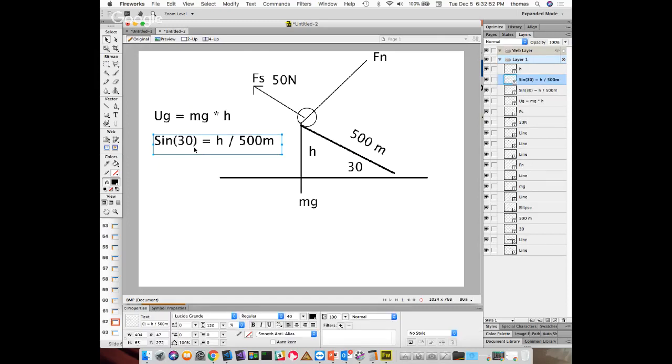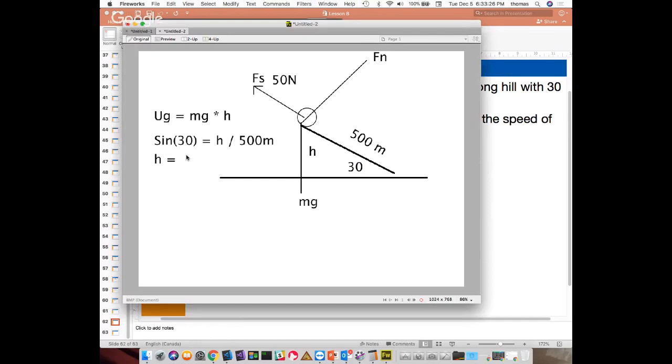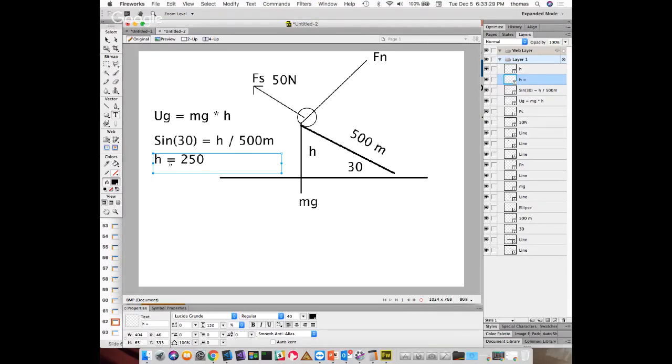So h then is equal to sine 30 divided by 500 meters is equal to, whoa, that doesn't make sense. Maybe it does. That actually does not make sense. Sine of 30, hold on a second, sine 30 is 0.5 times 500 meters. That's like, yeah, 250 meters. That's more like it. So that's what the height is, 250 meters, right?